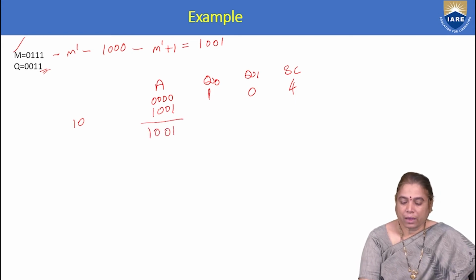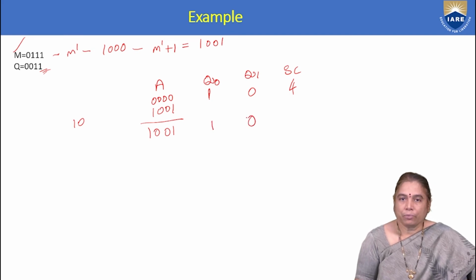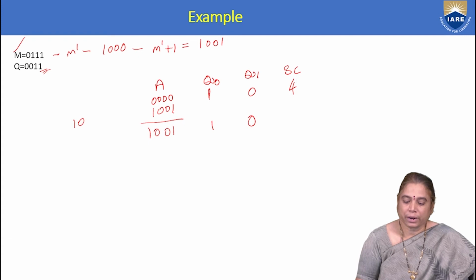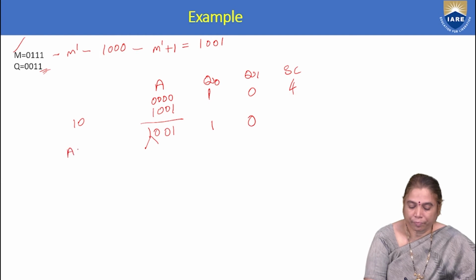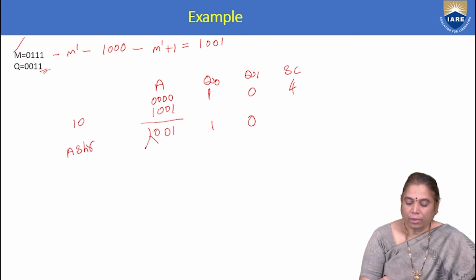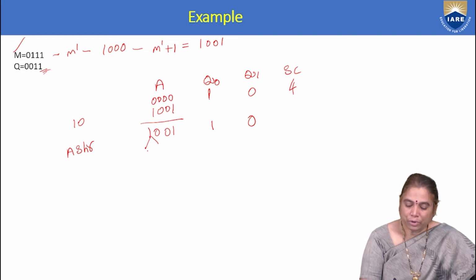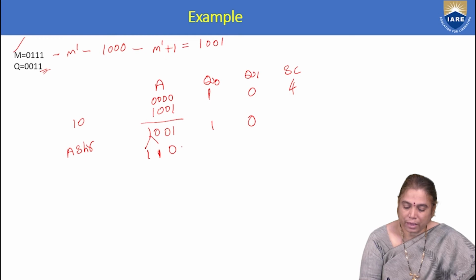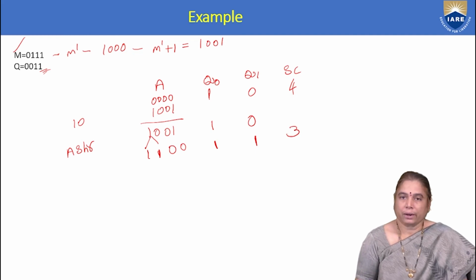So this is the A value, Q0, Q1. Then you have to perform the arithmetic shift right operation, the ASHR. The MSB bit is copied into the vacated positions. Next, the shift operation has to be performed and the counter value is decremented.